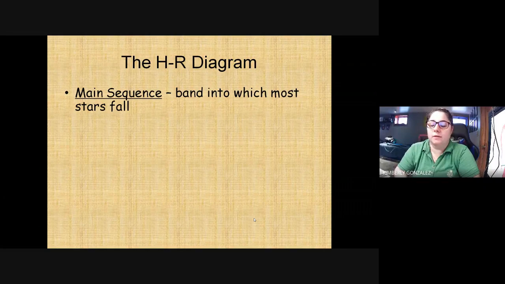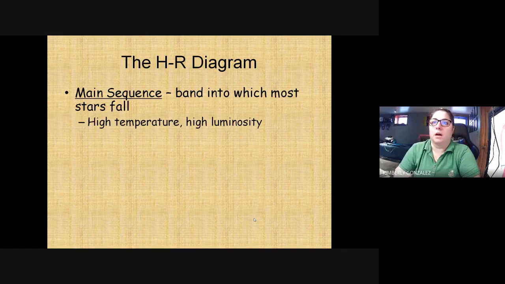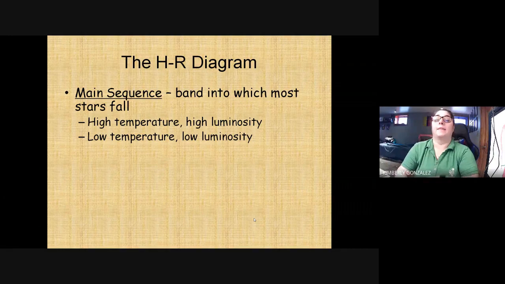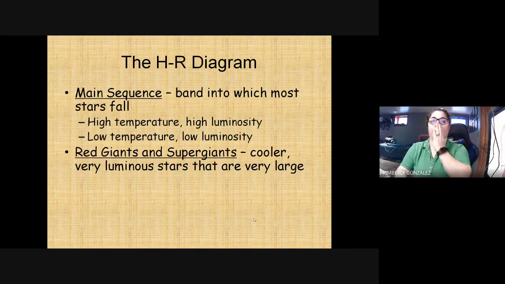So the sun is going to be that middle property. Okay, so these are the types of stars listed on the HR diagram. We have the main sequence. That's the band into which most stars will form. If you look at the HR diagram, that's the thickest band. This means they have high temperature and high luminosity, because if you look at it, that's what it says on there. And then it goes to low temperature and low luminosity. So it spans the entire chart.